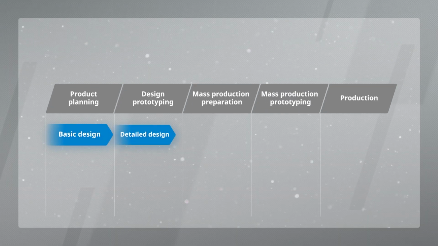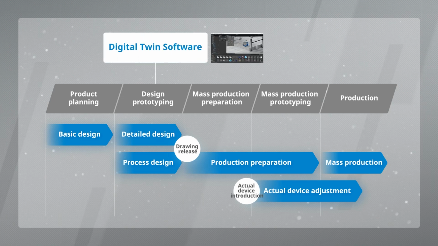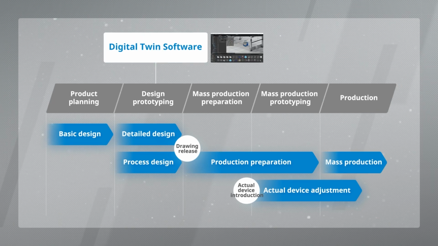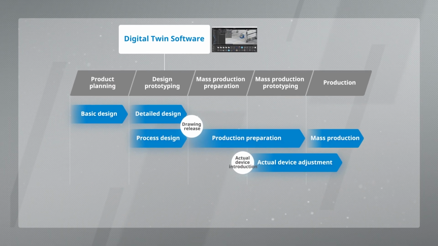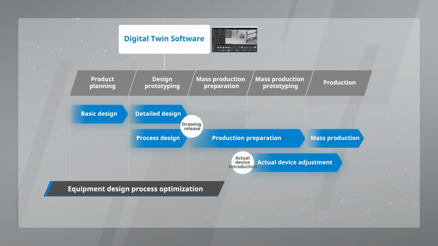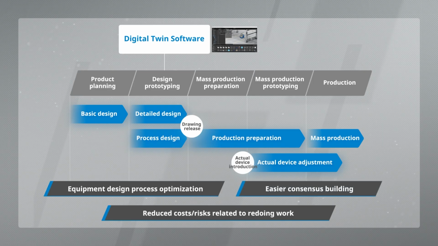Digital twin technology can be used from the design phase to verify and simulate a new production line prior to actually introducing it. Our solution helps you to visualize potential issues from the design phase, optimizing equipment design processes and reducing costs and risks related to redoing work. Design reviews conducted on the simulation screen can also help you to more easily build consensus.